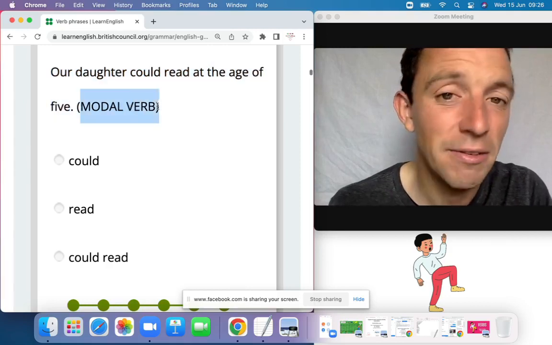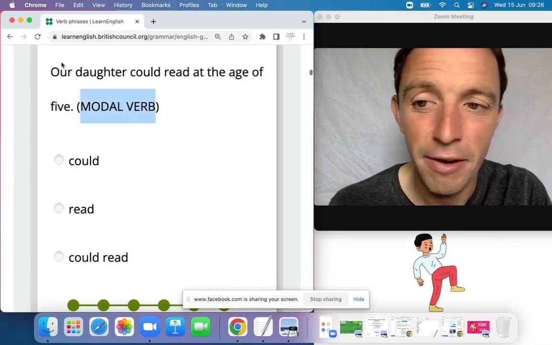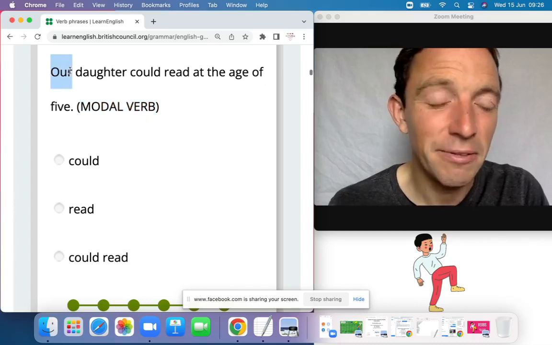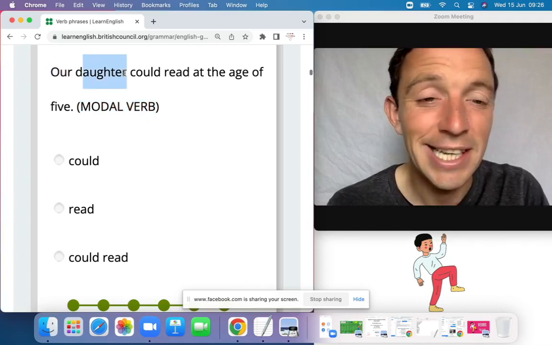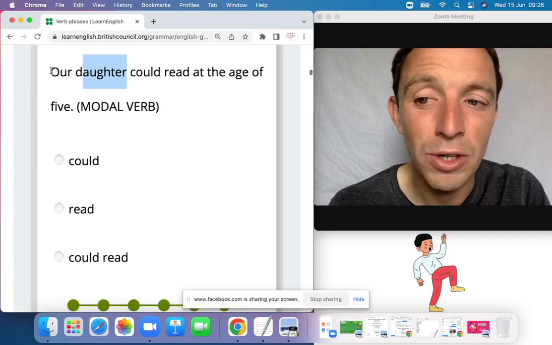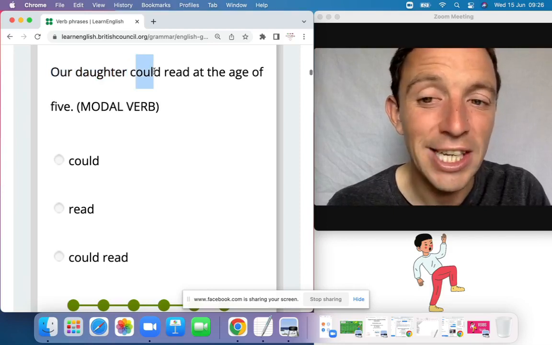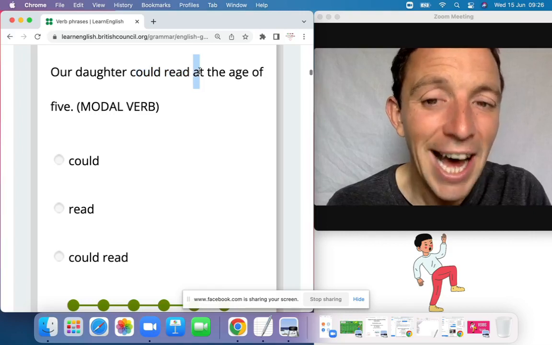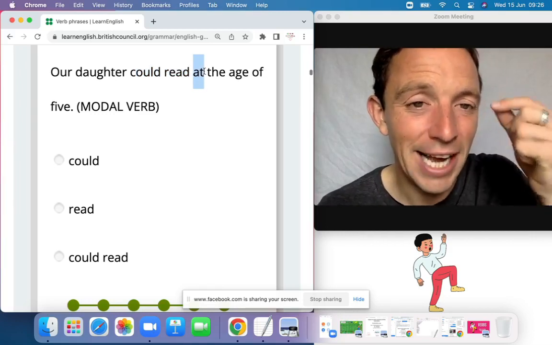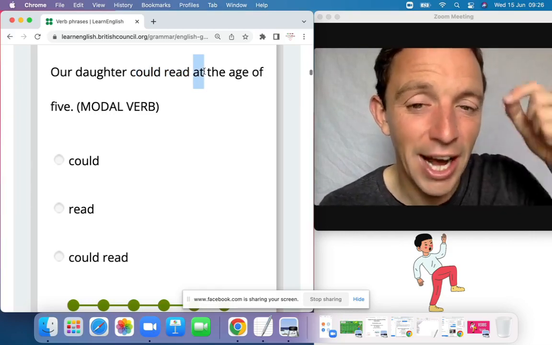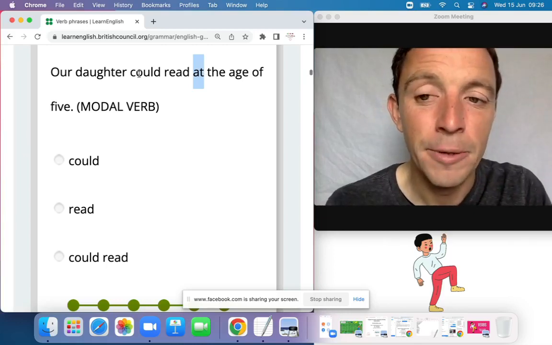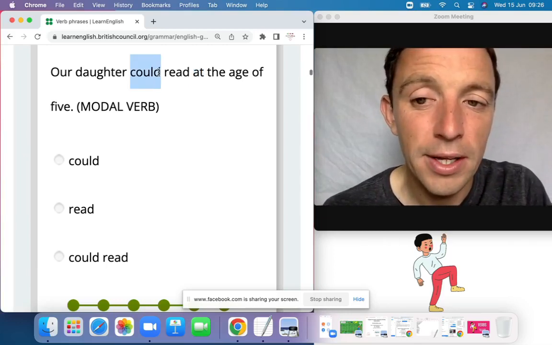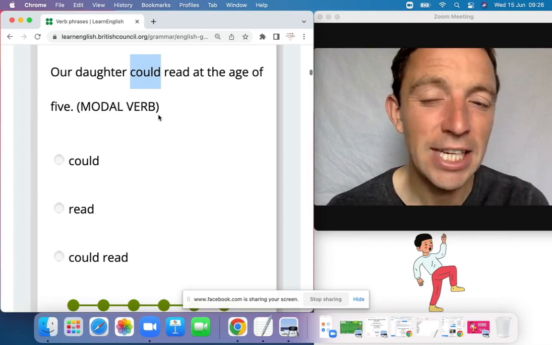We need to identify and find the modal verb. Our is the possessive adjective, daughter is the noun and the subject, our daughter is the subject, could is a verb, and read is a verb. We have 2 verbs. At is the preposition for time, at the age of 5. So the modal verb is could.